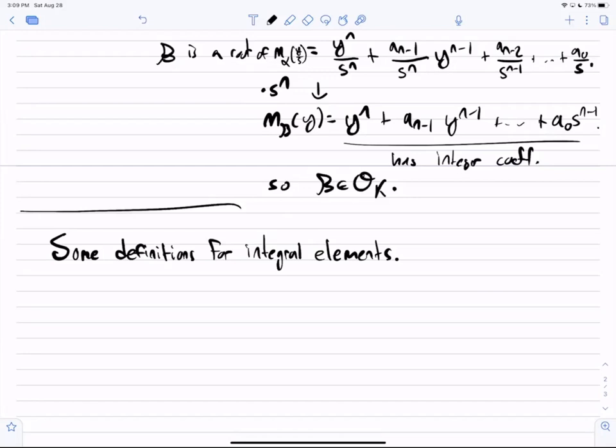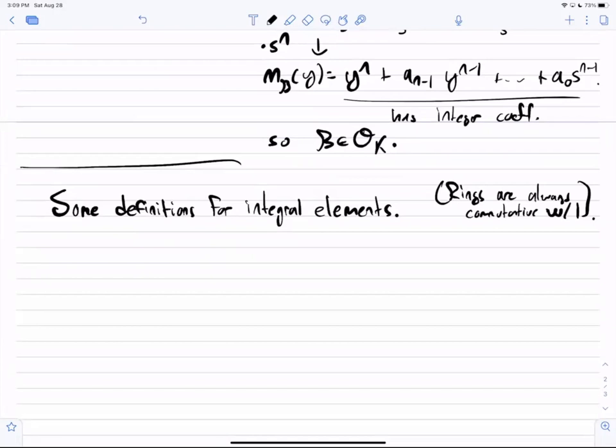Okay, and by the way, from here on out, rings are always commutative. Unless I say otherwise, rings are always commutative with identity. So just in case your conventions differ from mine.